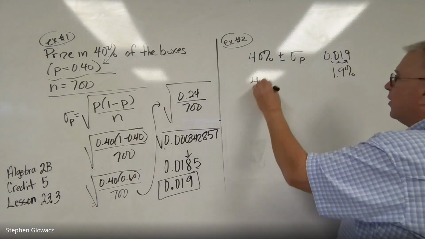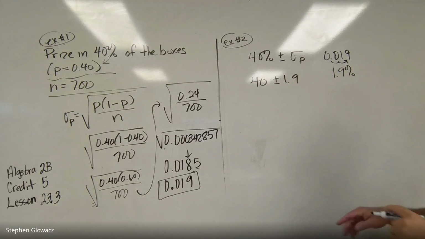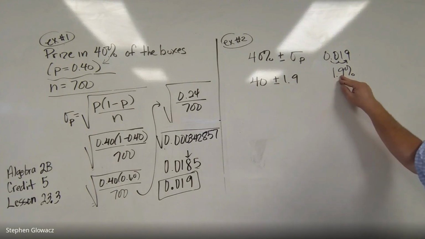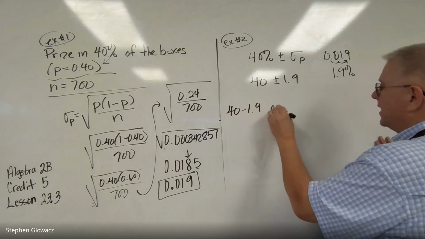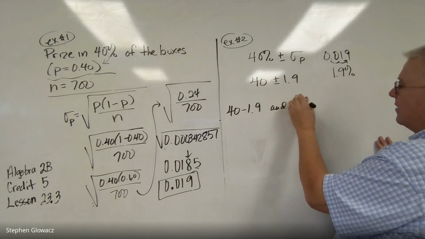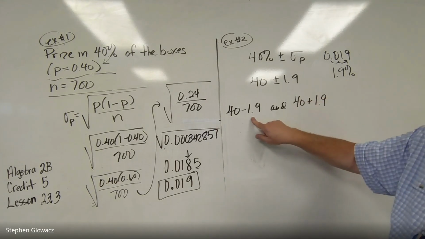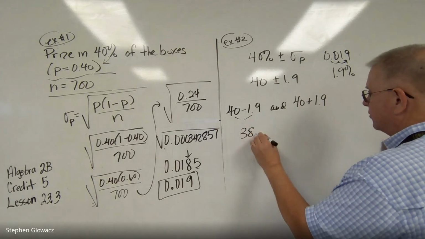So we have 40 plus or minus 1.9. So that's how you do that. Your 40% plus or minus whatever your standard error of the proportion was written as a percent. So on the low end, we have 40 minus 1.9. And on the high end, 40 plus 1.9. 40 minus 1.9 gives us 38.1. And now we'll put in the percent symbol.